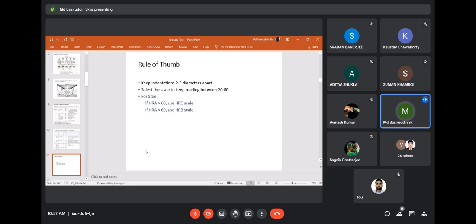If two indentations interact with each other, then strain hardening will come into the picture, and due to strain hardening, you will not get exact hardness values for the same material. Now, apart from this, your sample thickness should be more than 10 mm, or 8 to 10 times the diameter, such that whatever load you apply is not responsible for the impression going from one surface to the other.